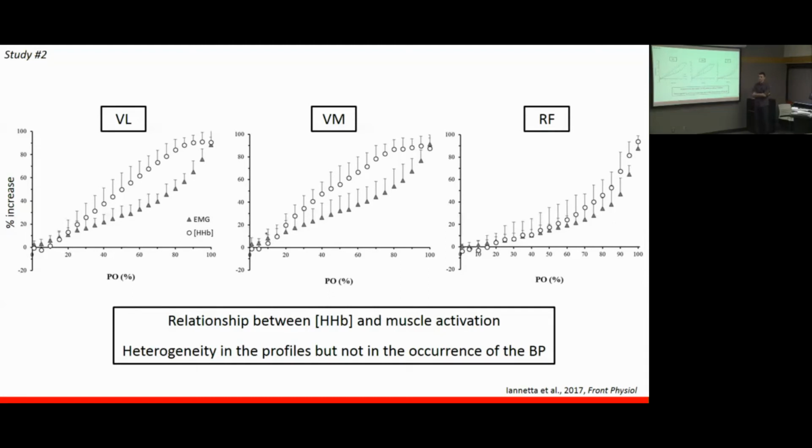And to follow that up, if you were to do an activity that more preferentially activates RF, do you think you'd see the same results in RF as you do in VL and VM? That's our next step. Now we have a system that allows us to do single leg cycling in a more ecological way, so we can put weights on the other side.